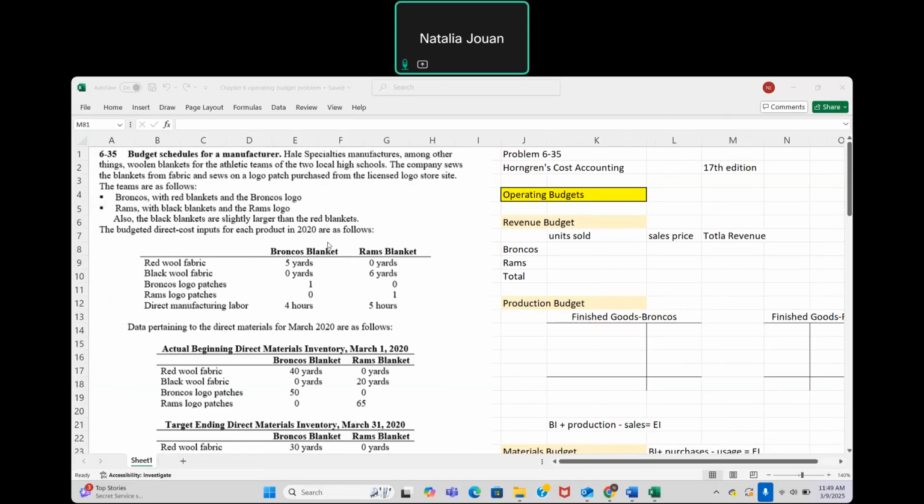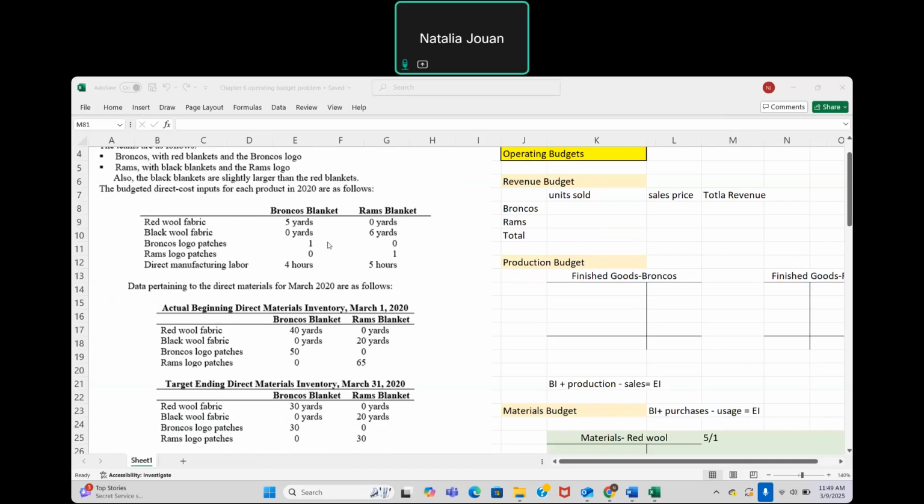This problem is presenting information for you to solve the operating budget. First, we have the inputs required to make the unit of output. So remember, it's very important for you to know what is the output and what is the input. Step number 1, identify the output, identify the input. The output is what you're making and selling. And in this case, it's blankets. And in order to make the blankets, we need the inputs. What inputs? Well, remember the manufacturing cost: materials, labor, and overhead.